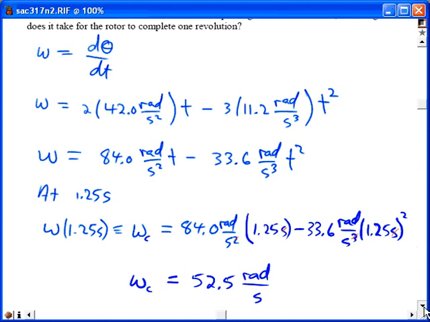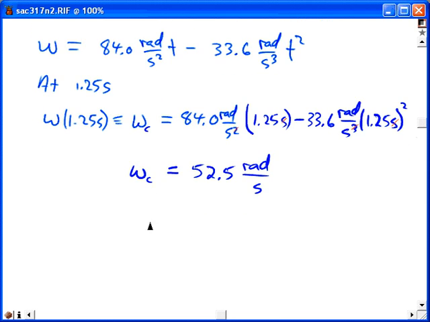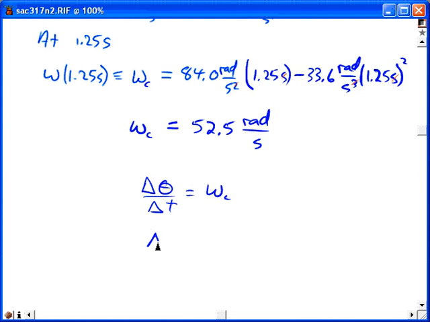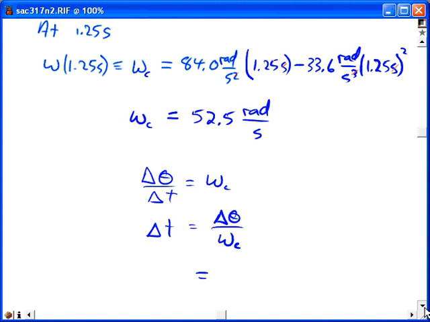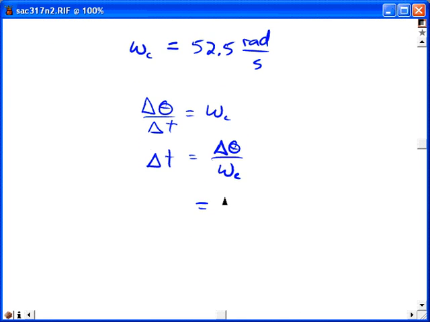So I use one of the constant, I've got a constant angular acceleration, but essentially just the definition, delta theta over delta t is equal to omega c, valid when it's constant. Solve this for delta t. I get delta t is equal to delta theta over omega c, and now all I did there was take delta t over there, omega c over here, and flip sides. And now I've got it.